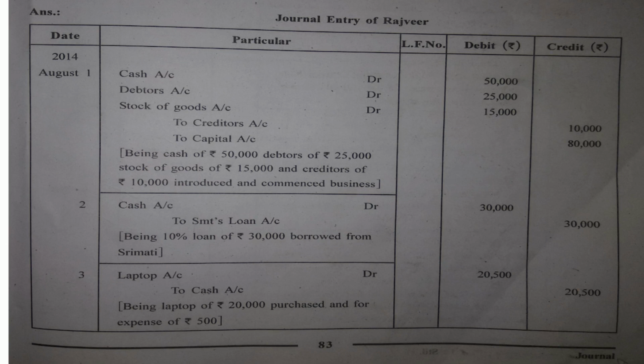20,000 for laptop, 500 for the other expenses paid. So laptop comes in, debit what comes in, laptop account debit, credit what goes out, cash goes out. So to cash account, 20,500 rupees. Alright? Yes. Let us move towards the next transaction now.